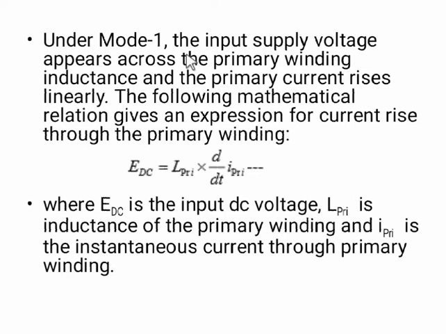So under mode 1 the input supply voltage appears across the primary winding. As we all know, the voltage of the inductor is given by L di by dt. So EDC equals L primary di primary by dt, where EDC is the input voltage, L primary is the inductance of the primary winding, and I primary is the instantaneous current flowing through the primary winding.